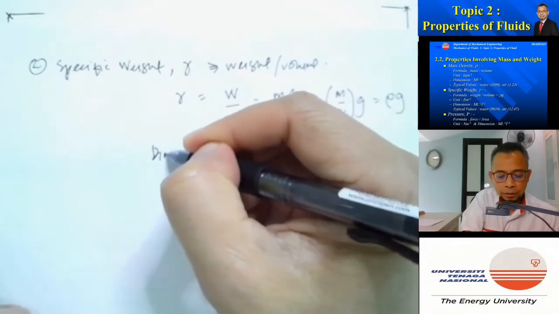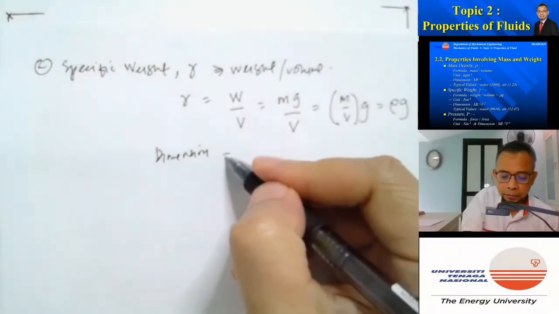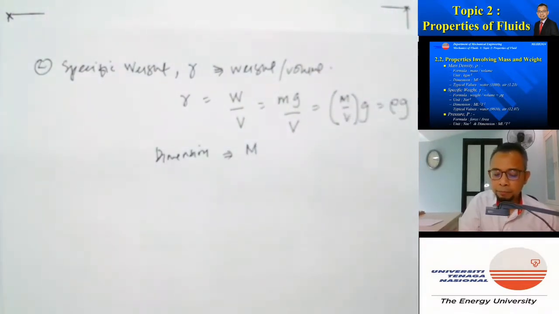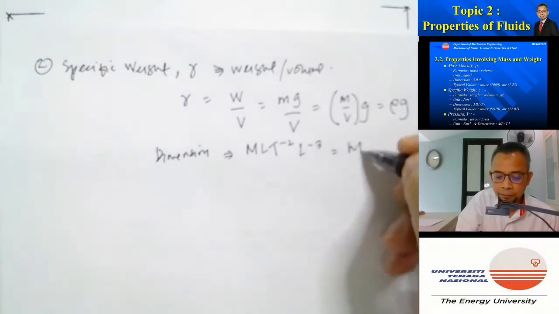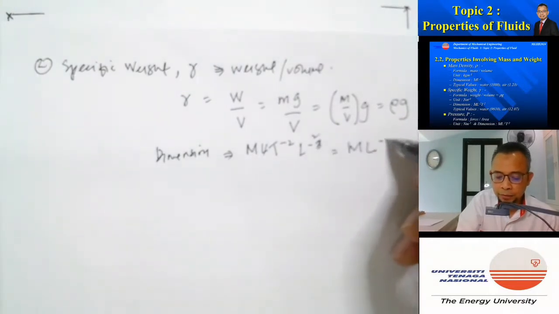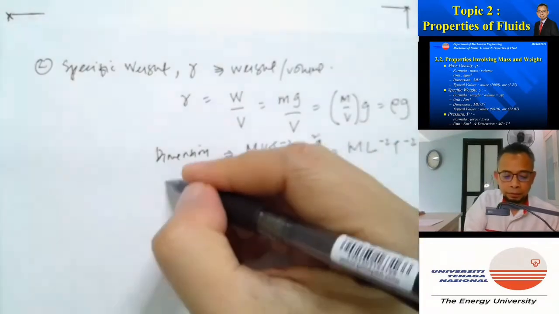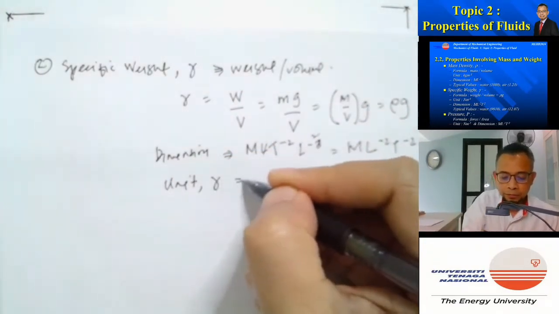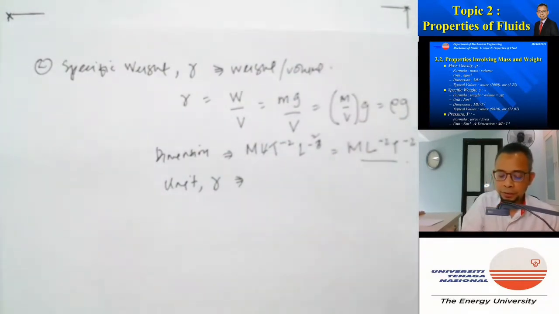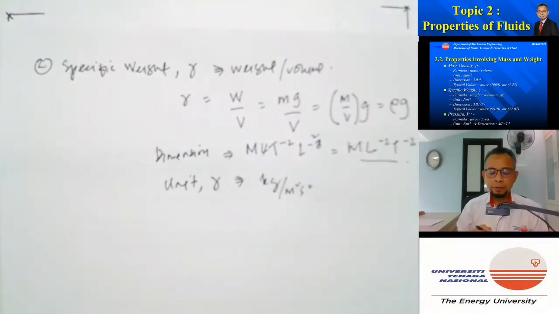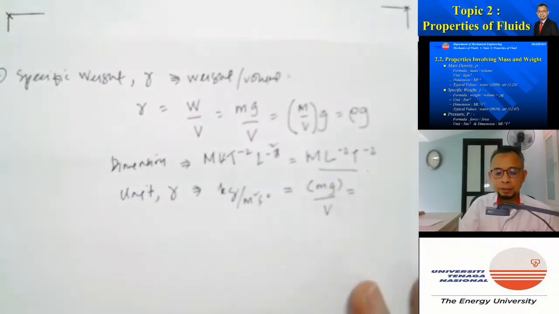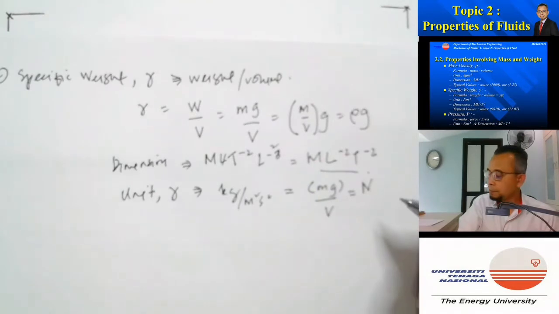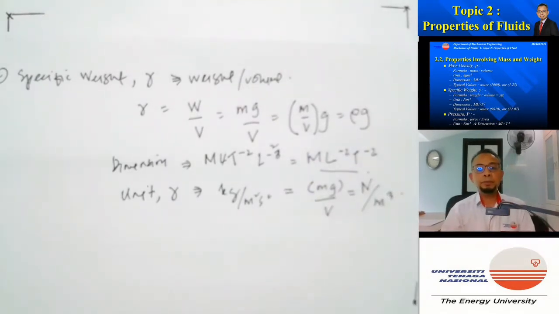So the dimensions for specific weight: mass is M, the acceleration due to gravity is L T minus 2, and the volume is L minus 3. So we have M L minus 2 T minus 2. And the unit, directly from here, is kilogram per meter squared per second squared. Or because it's mg divided by volume, mg is in terms of Newton, so Newton per meter cube.